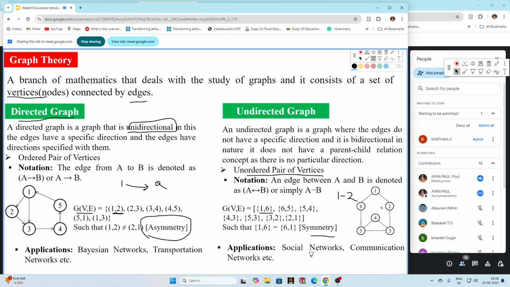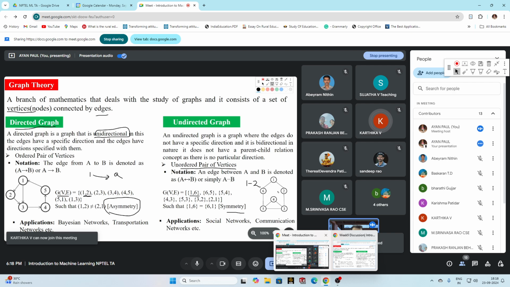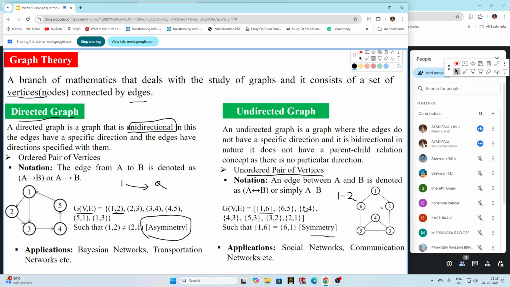Now what is the application of this type of graph? One is social network, like your Facebook or any social media apps. So in social media apps, when we are being friends with someone, we can communicate, or we can send messages both ways. Means you can also send message to your friends, your friend can also send message to you. So social network is a type of undirected graph.